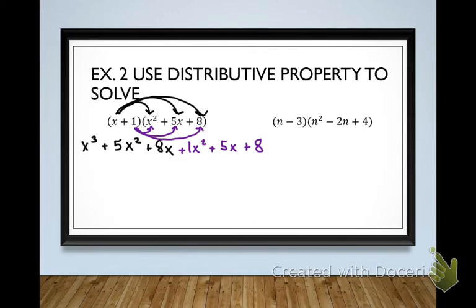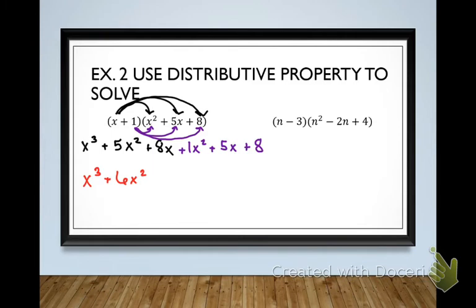I need to combine all my like terms. So I start with the very first one. Is there any like term with x to the third power? So bring it down. Okay. Is there any like term with 5x squared? What is it? 1x squared. So 5 plus 1 is 6. And bring down your common term, 6x squared.